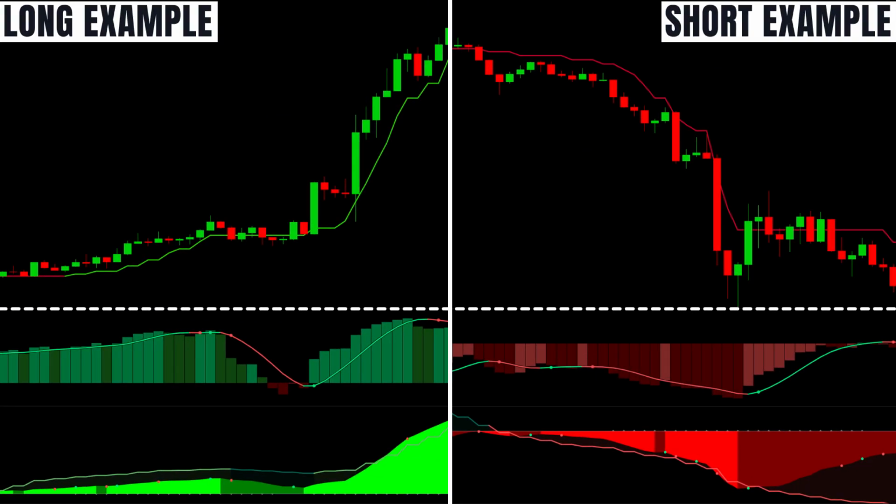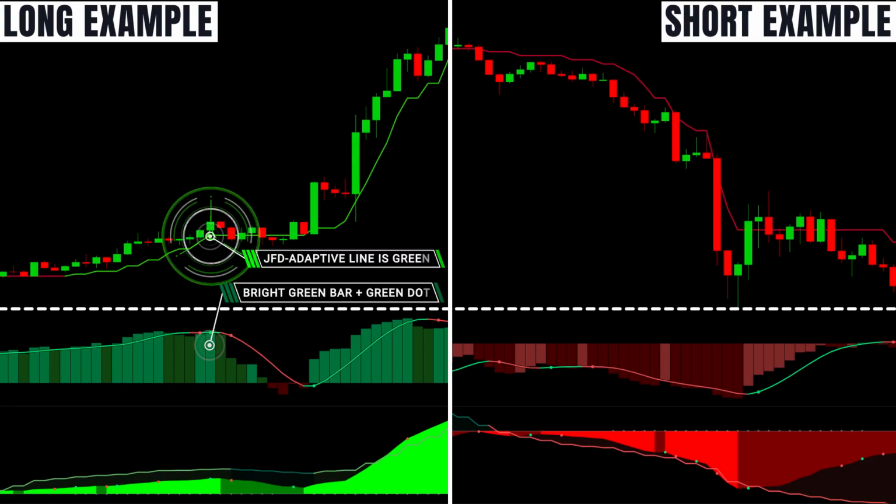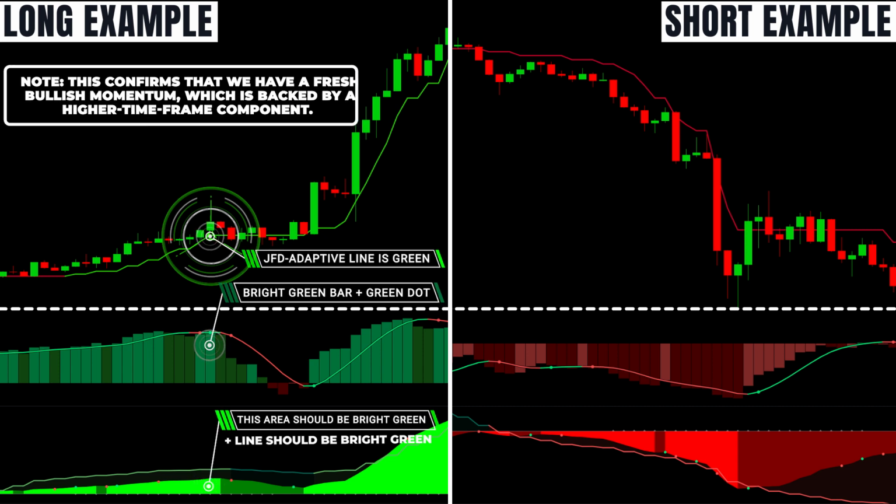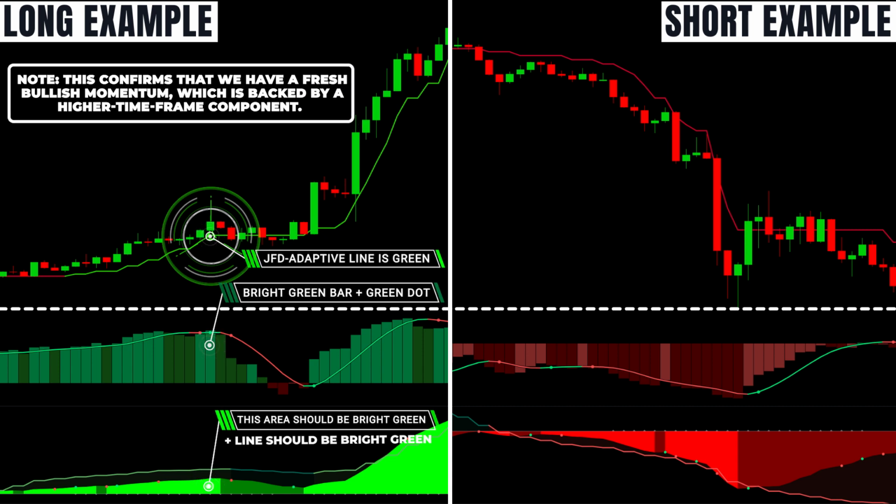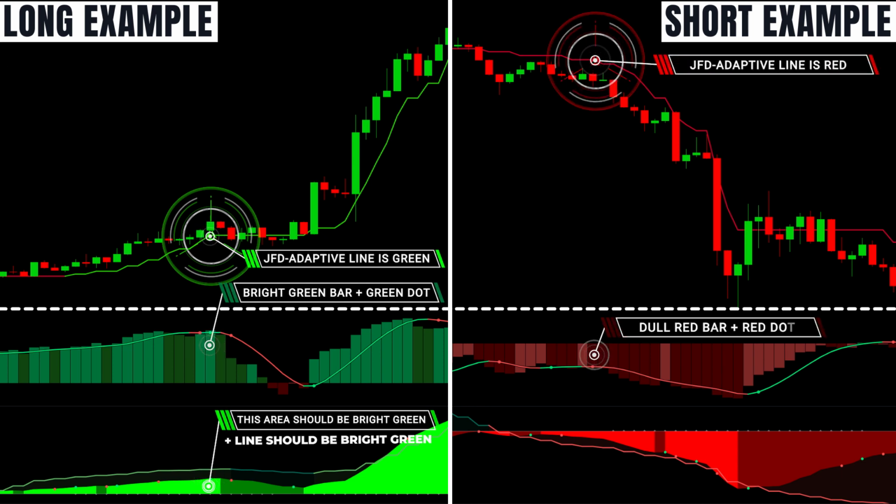With that being said, in addition to the foregoing trading conditions, the indicator's area should have a bright green color and the indicator's line should also have a brighter shade. This confirms that we have a fresh bullish momentum, which is backed by a higher time frame component. When it comes to the bearish case, we must spot a bright red area along the bottom, with the line being bright red as well.